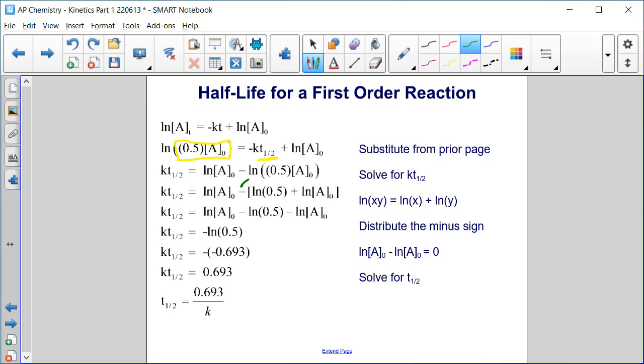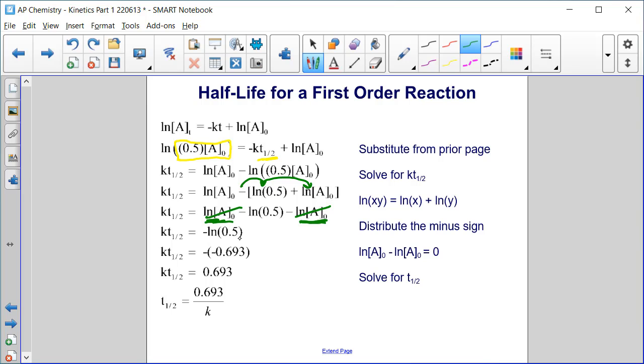The next thing I did was distribute the negative sign. So now I have the natural log of the initial concentration minus the natural log of 0.5 minus the natural log of the initial concentration. Now notice these two terms: this is positive natural log of initial concentration minus natural log of initial concentration. That is 0, right? So what I'm left with is kt1/2 is equal to negative natural log of 0.5.